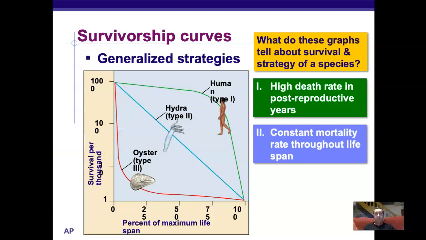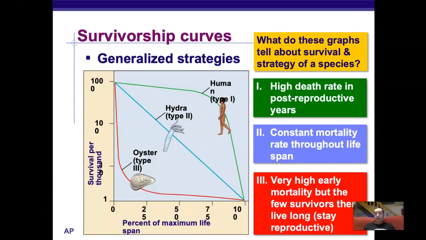Type 2, constant mortality through lifespan, like a hydra, which is a type of cnidarian, if you don't remember. Pretty much equal chance of dying at any point. And then type 3 have very high early mortality, but the ones that do survive through to adulthood, they tend to live out most of their lifespan. So basically, type 1, they don't have a lot of offspring. They typically delay offspring till later in life, and they have more parental care. Type 3 reproduce early, have lots and lots of offspring, but little parental care, hoping that some survive.